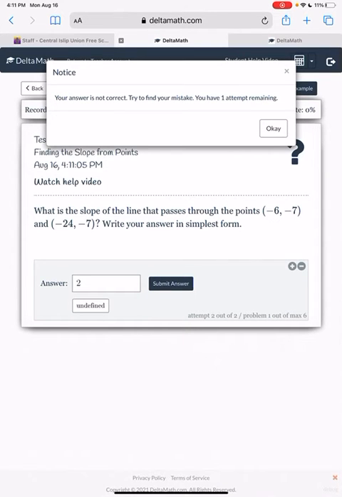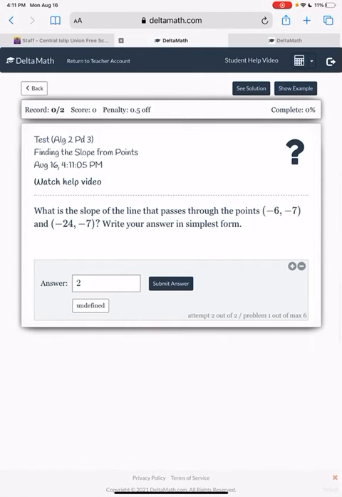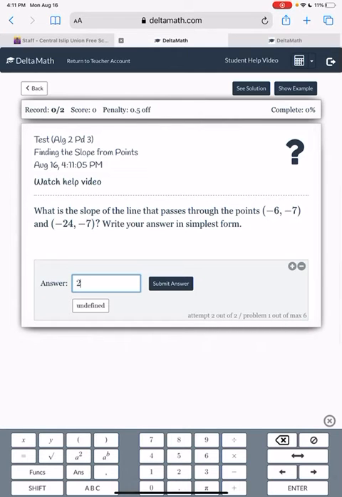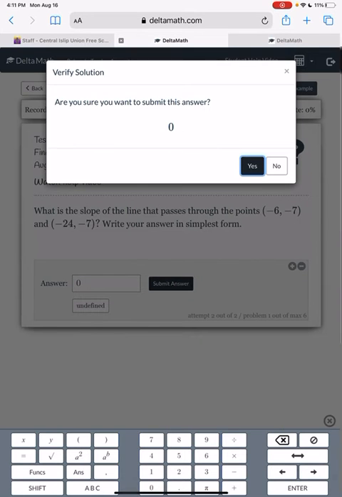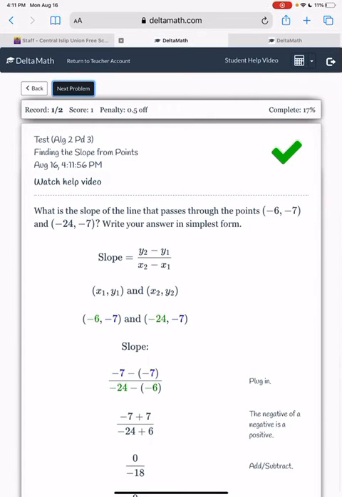Try and find your mistake. You have 1 attempt remaining. So this could be a case where you look at the show example if you needed to, okay? And this isn't going to help me because my answer is 0 and I wanted to show you how to do a fraction, but hopefully my next problem will be a fraction.